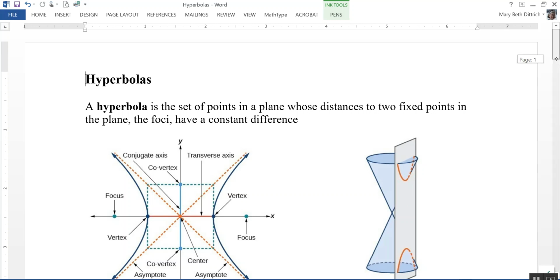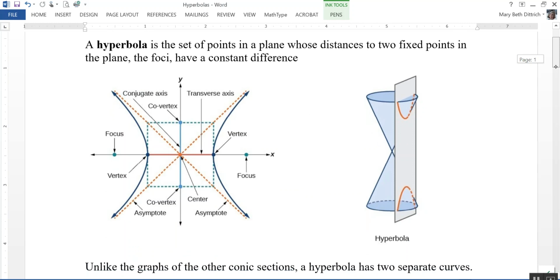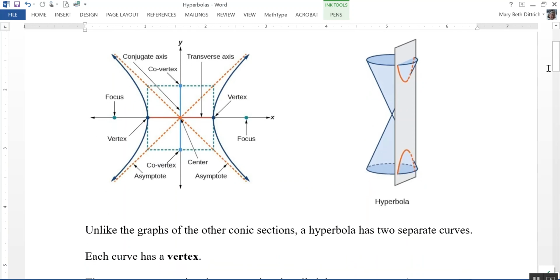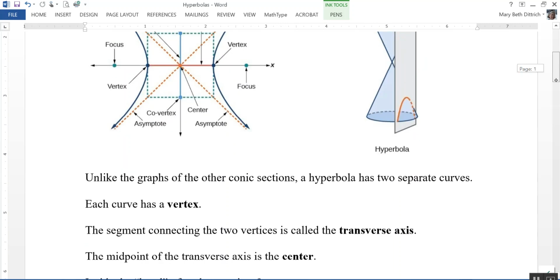So here's a diagram, and I'll go through all of the different parts here. Even though there are a whole lot of lines going on here, the only parts that's actually the hyperbola is this dark blue curve right here on the right and this dark blue curve over here on the left. Unlike the graphs of the other conic sections, a hyperbola has two separate curves, and each curve has a vertex. So you can identify which of all of these lines is actually the hyperbola by identifying the vertices. So let's go through some of these parts here.